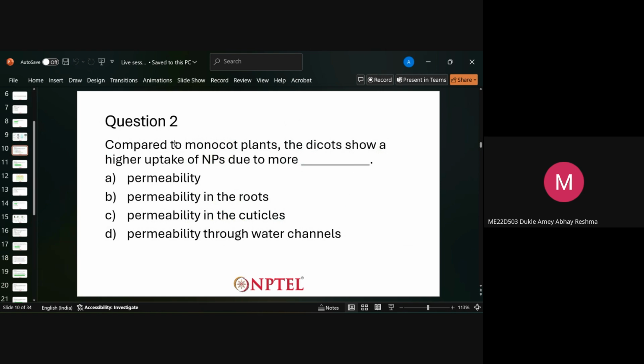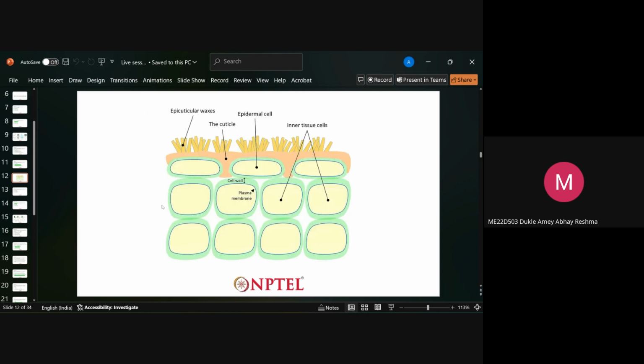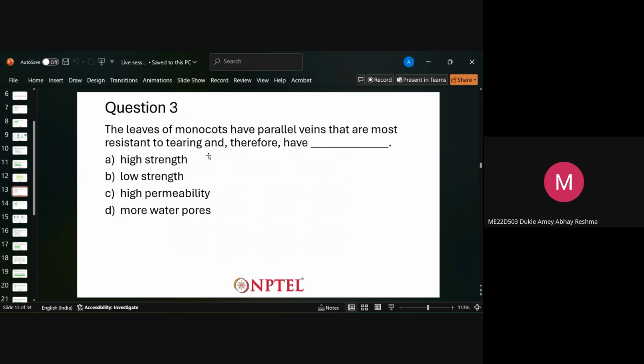So the next question is basically, compared to monocot plants, the dicot shows higher uptake of nanoparticles due to more permeability in the roots, permeability in the cuticles, or permeability through water channels. So the answer is permeability in the cuticles. This is the structure of the basic materials. You can see the permeability of cuticles is the highest compared to the others. So this is how the thing works.